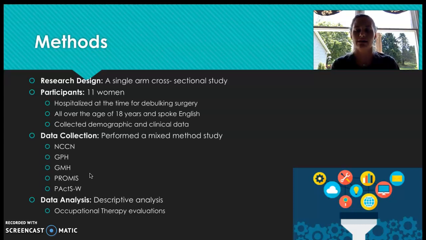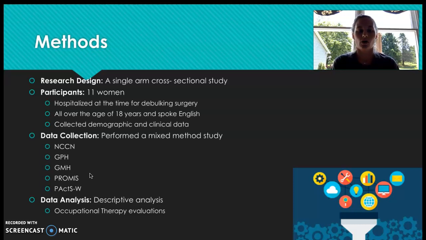The next assessment after that was PROMIS, which is the Patient Reported Outcomes Measurement Information System. And the last assessment that was used was PACTSW. This is also known as the Possibilities for Activity Scale Women.